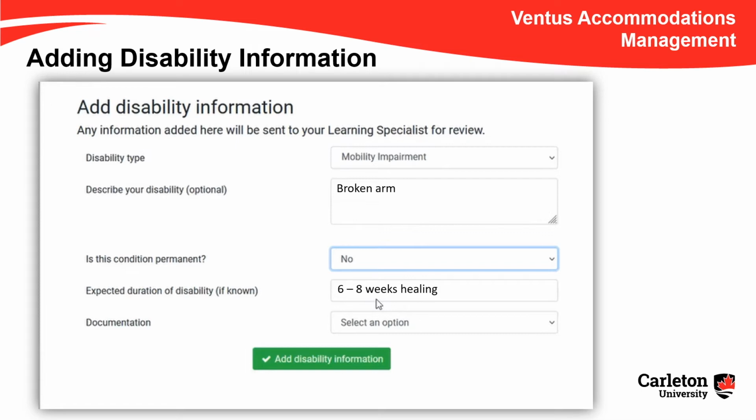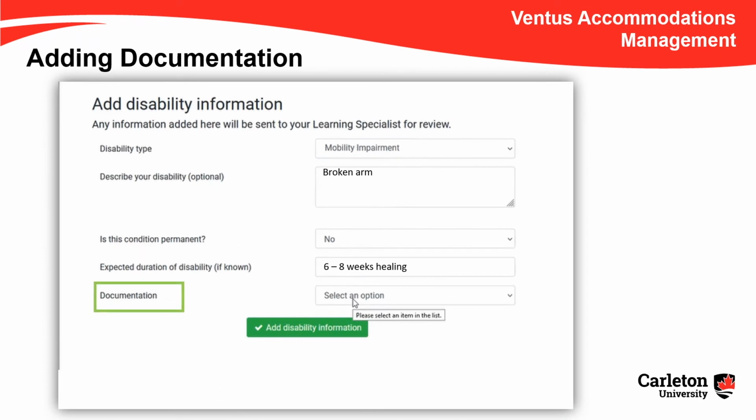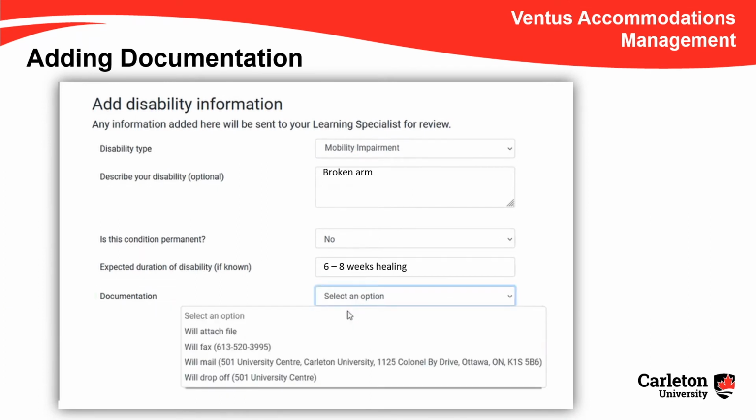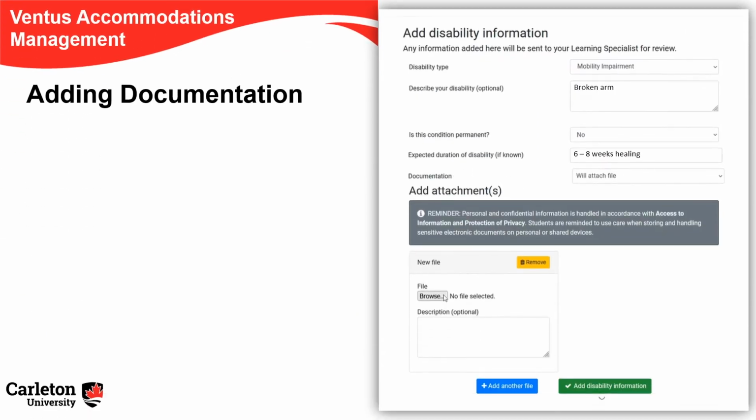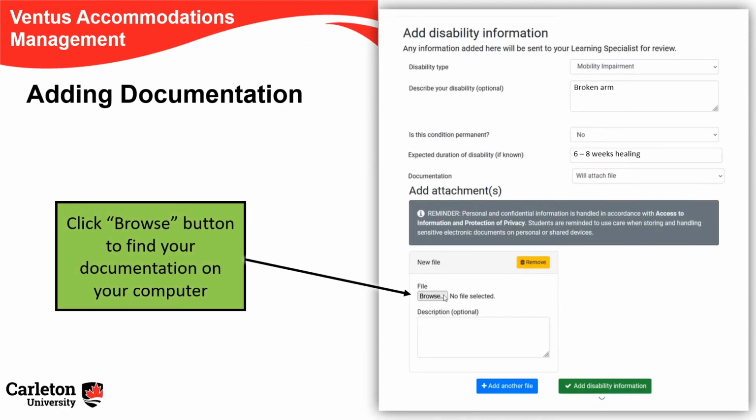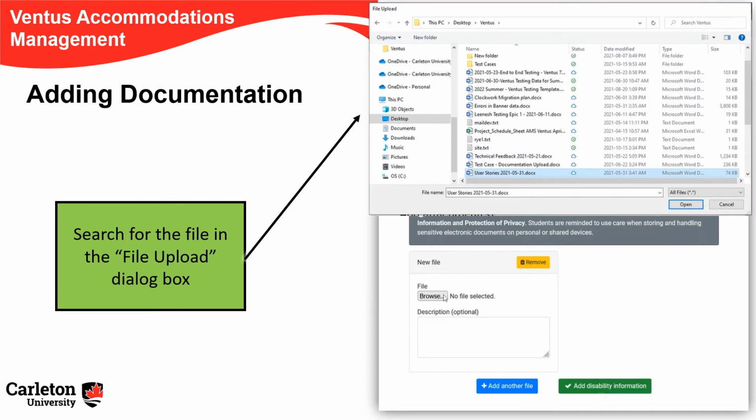In the Documentation field, click the down arrow for the options to attach documentation, fax it, mail it, or drop it off. If you chose the Will Attach File option, the Add Attachments Upload functionality appears. Click the Browse button to find the documentation on your computer, and then click the Open button.